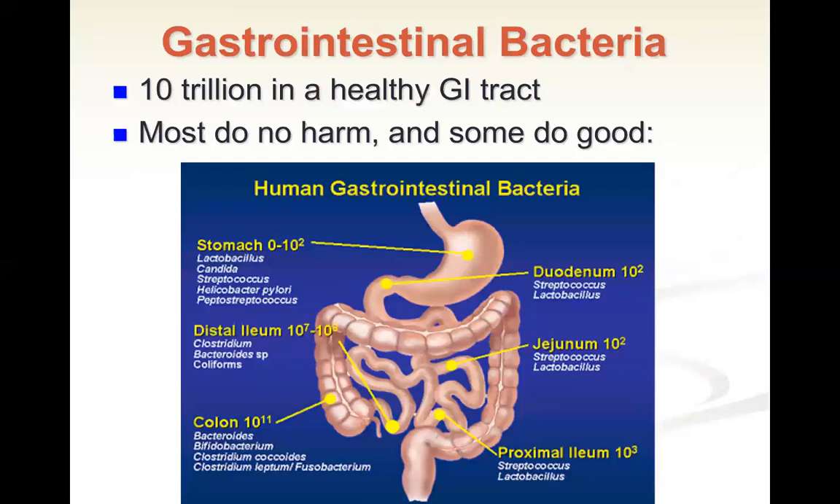So there are about 10 trillion of them, and most of them are good. They actually help protect us from pathogenic bacteria invading our gastrointestinal tracts. And if you're interested, you can actually have your microbiome analyzed. So you can send off a stool sample. There's a couple different companies that do it, and they'll give you a complete breakdown of what bacteria are found in your intestinal tract and kind of how those bacteria relate to health. So it's really, really interesting.